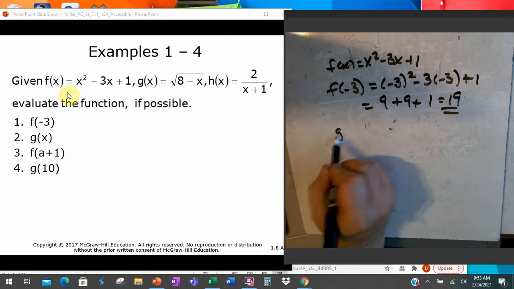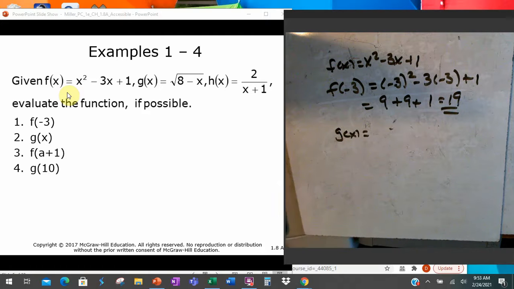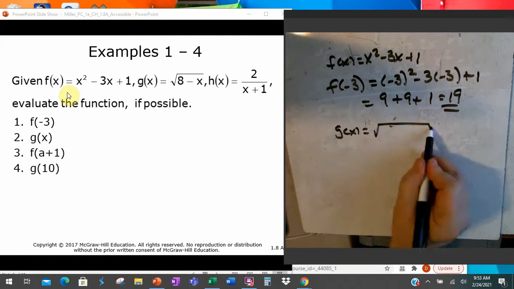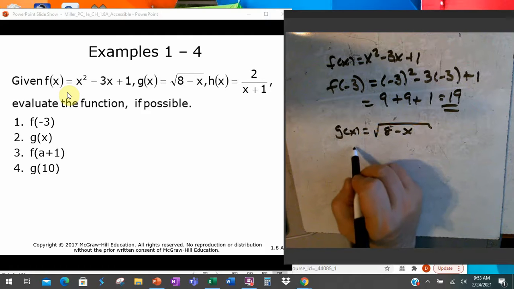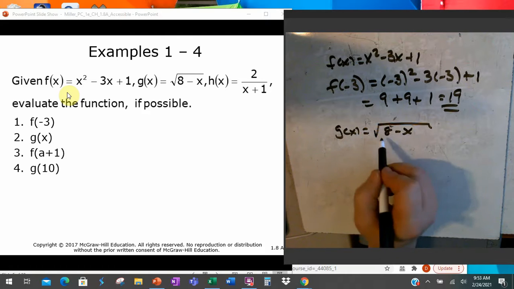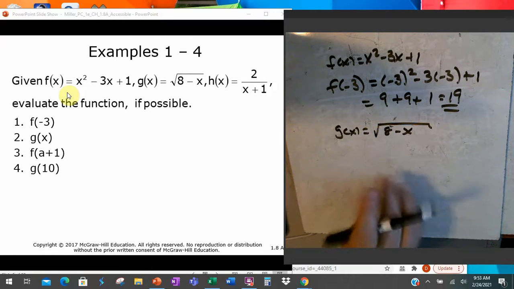What is g of x? Oh, that's the big middle guy. That's just the square root of 8 minus x. Not to evaluate, I'm waiting for the x values or just a whole graph of things, right? This is actually split this way.